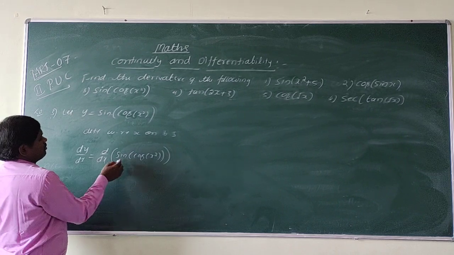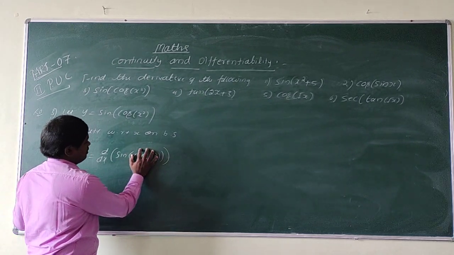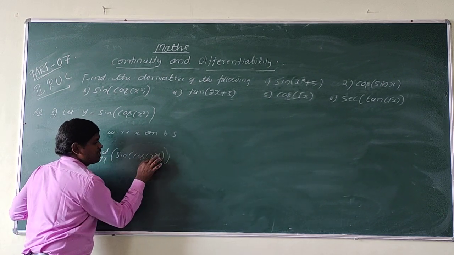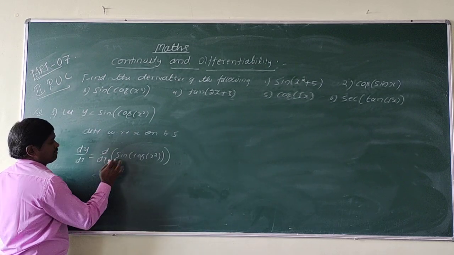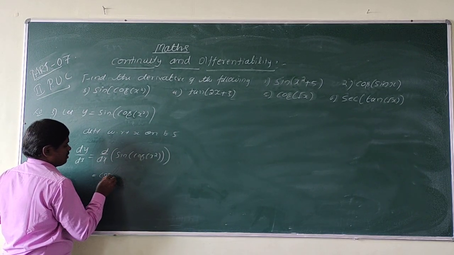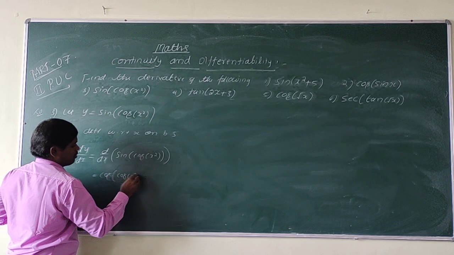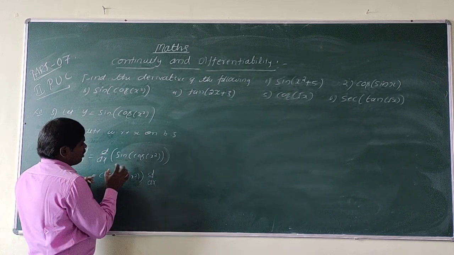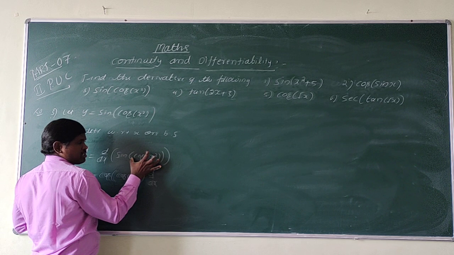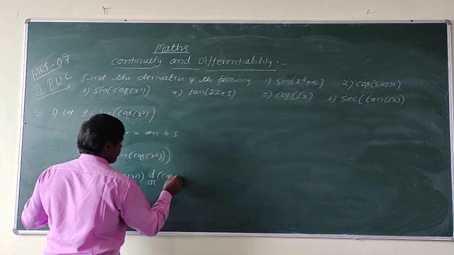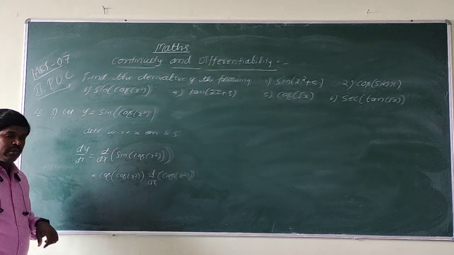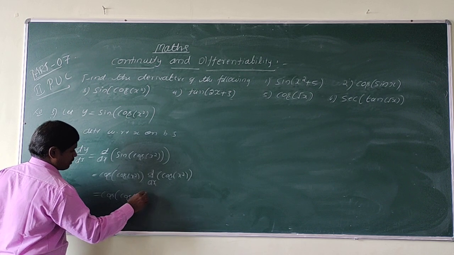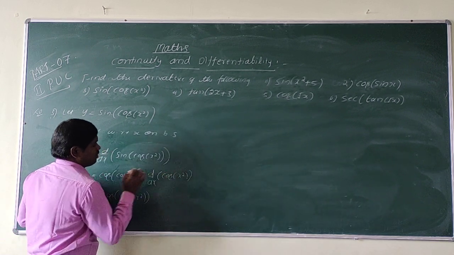Okay, so see here, just assume this whole term as x. First we are going to differentiate sin, and then we are going to differentiate cos, and then we are going to differentiate x square. So differentiation of sin x is cos of cos x square, is it clear? Into d by dx of the internal term. Now the internal term of this is what? Cos x square. So therefore d by dx of cos x square.